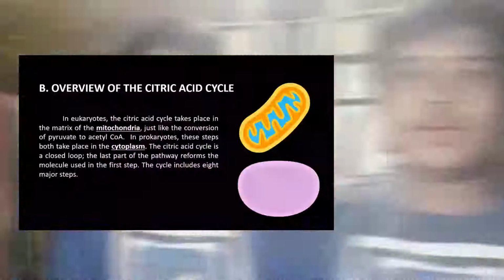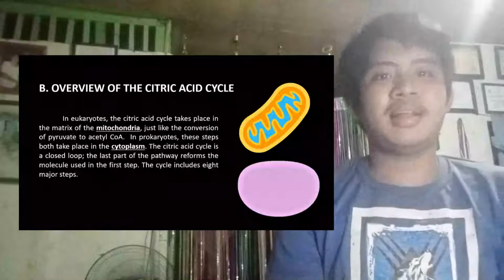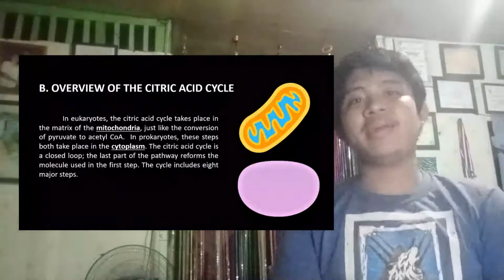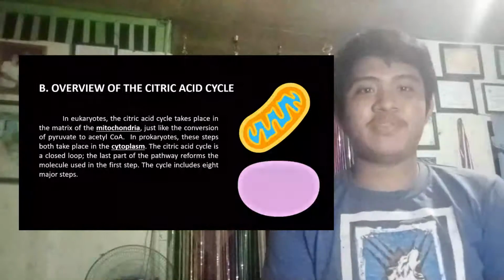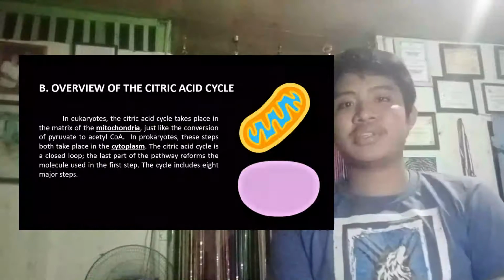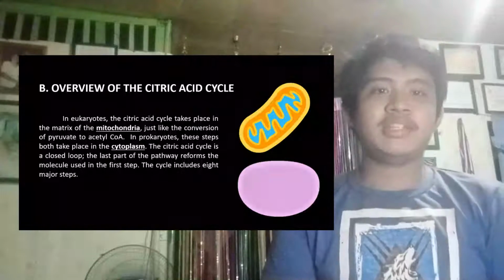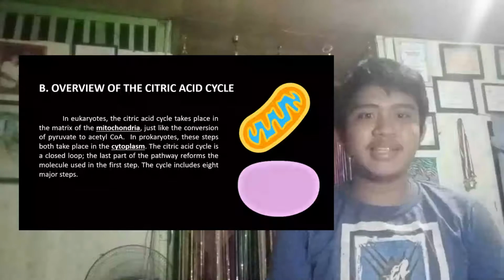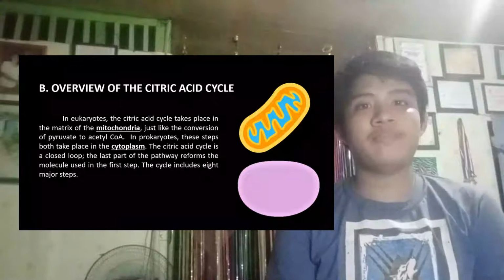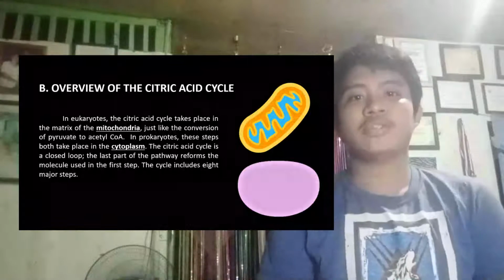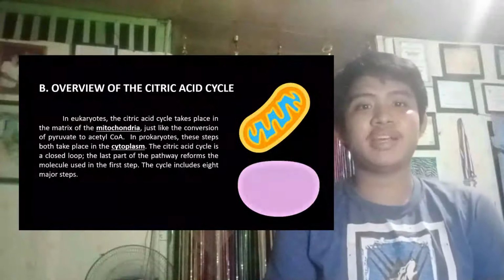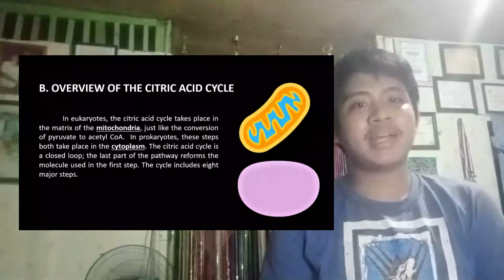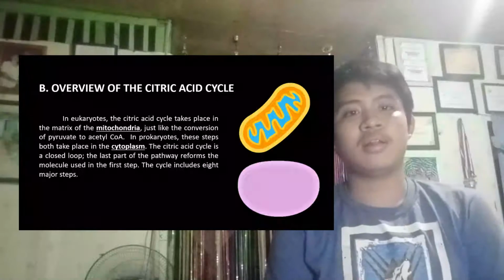Thank you. The citric acid cycle, like the conversion of pyruvate to acetyl coenzyme A, occurs in the matrix of the mitochondria in eukaryotes. Both of these stages occur in the cytoplasm of prokaryotes. The citric acid cycle is a closed loop in which the molecule used in the first stage is reformed in the last phase. There are 8 primary steps in the cycle.